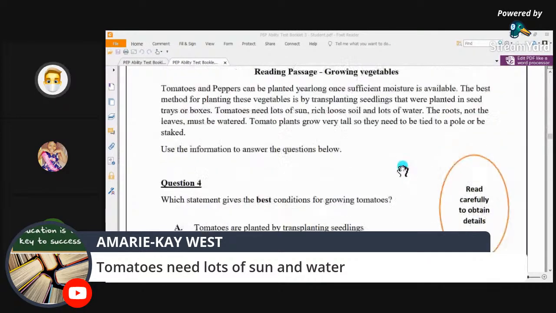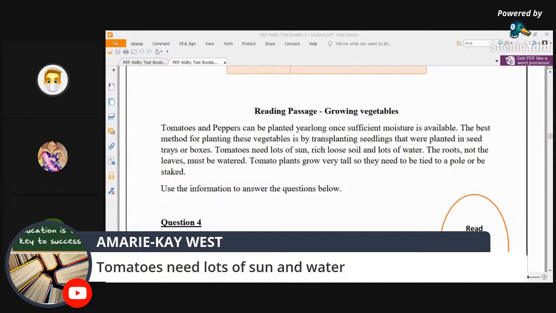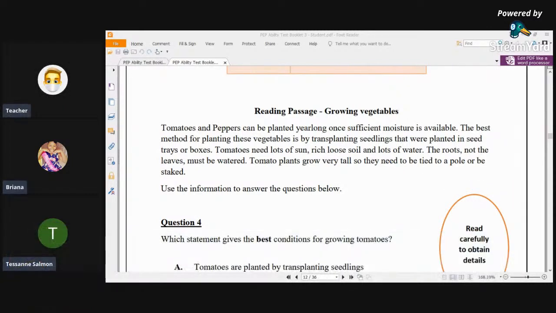Hold on a second. Let me go back and make sure I read this. Let's take Amarike's answer down. Tomatoes and peppers can be planted year long once sufficient moisture is available. The best method for planting these vegetables is by transplanting seedlings that were planted in the seed tray or boxes. They need lots of sun, rich loose soil, and lots of water. The roots, not the leaves, must be watered. Hold on, this one is important. The roots, not the leaves, must be what?